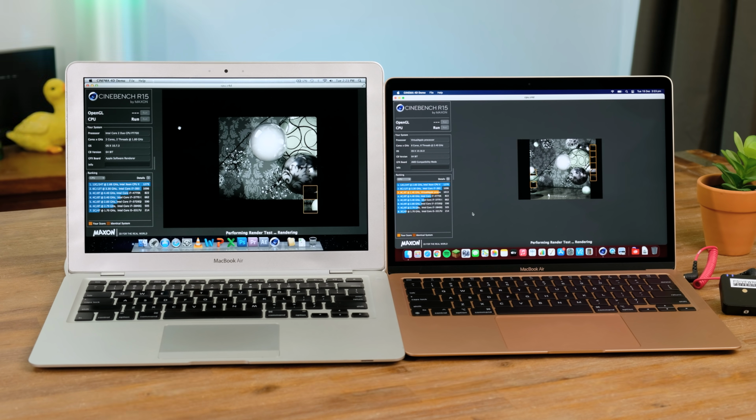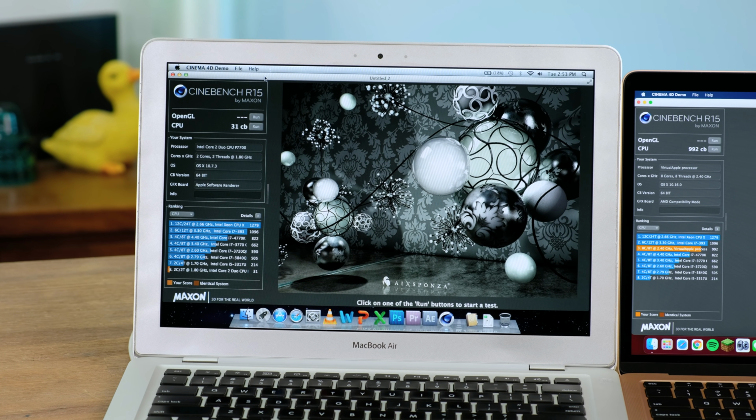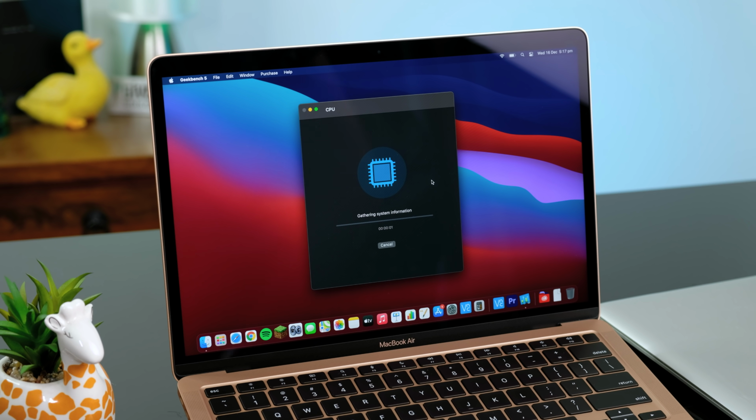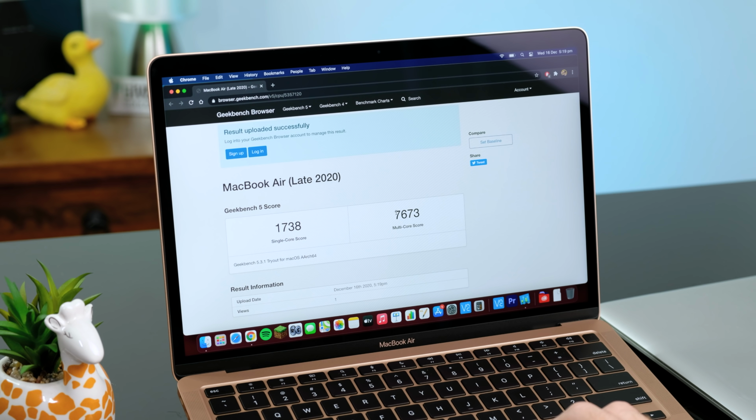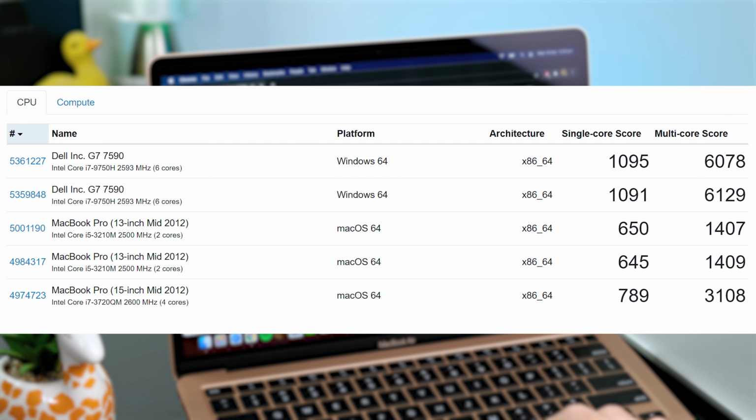When it came to benchmarking, it was also hard to find applications that would work in both 10.7 Lion and 10.16 Big Sur. Even though the x86-based Cinebench R15 was being translated through Rosetta, the M1 Air scored an impressive 992 against a score of just 31. I thought I'd also try the Geekbench 5 benchmark, and the M1 MacBook Air performed exceptionally well. It even outpaced my Dell G7 6-core 12-thread i7 gaming laptop.